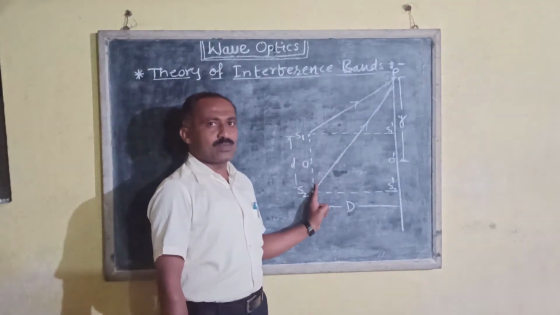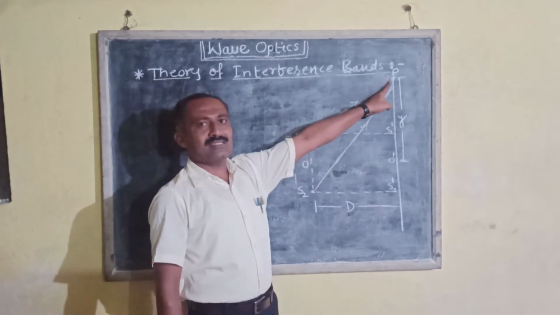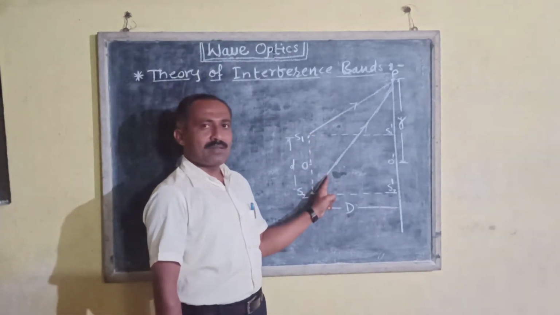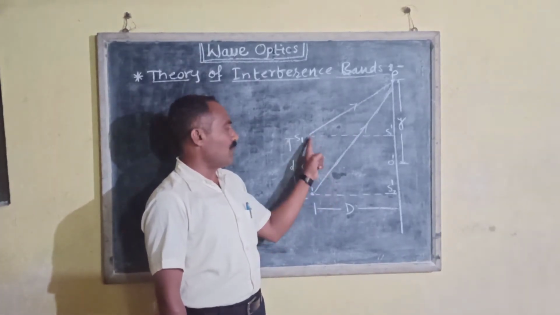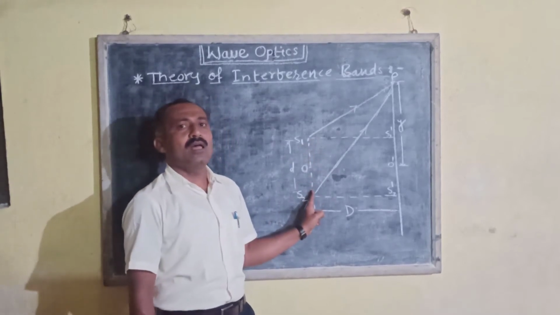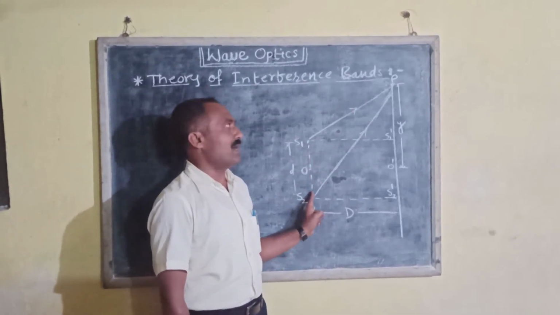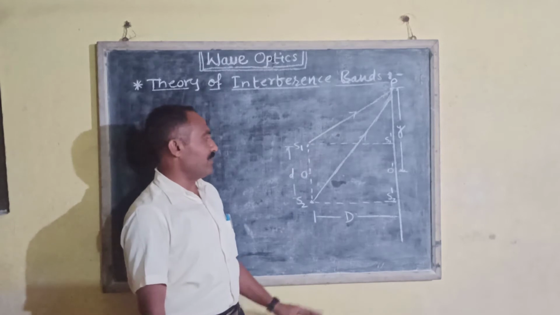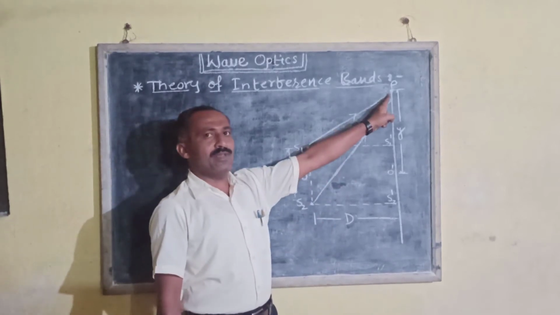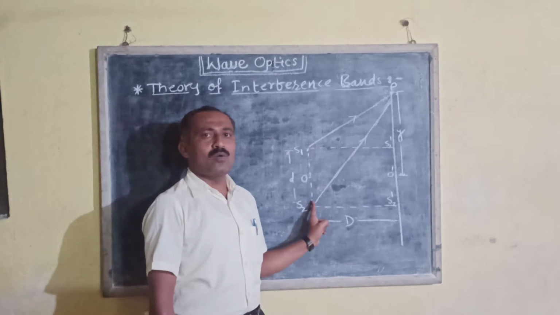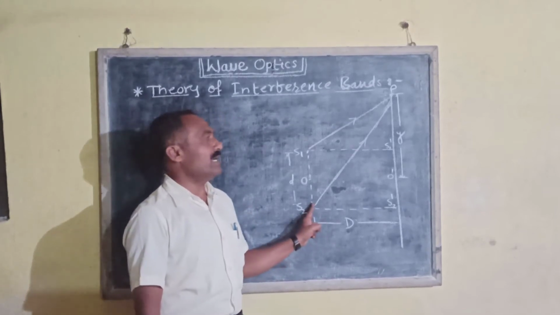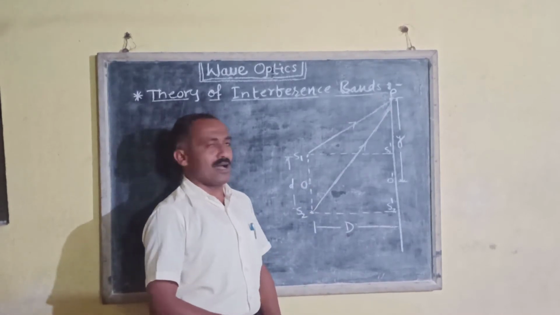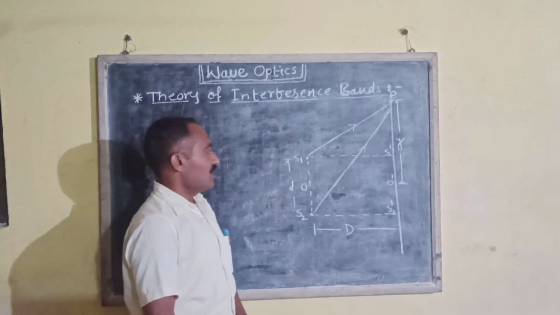The point P appears bright if the path difference between these two waves arriving from S1 and S2 is an integral multiple of wavelength, that is n lambda. Then P appears as a bright fringe. If the two waves arriving at P are out of phase, that is, the path difference is an odd multiple of half the wavelength, then the point P appears dark. Now consider the two triangles.